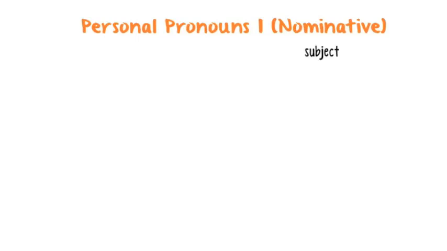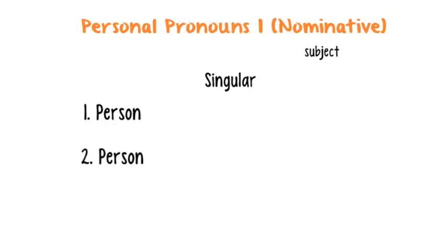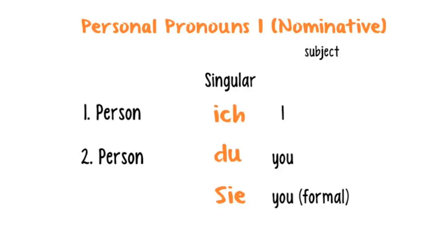Let's start with the singular form in the first and second person. In the first person, we have the word ich, which is equivalent to I. In the second person, we have the word du, which means you. If you want to address someone in a formal way, in German we also have the word sie, which means you. Ich, du, sie.